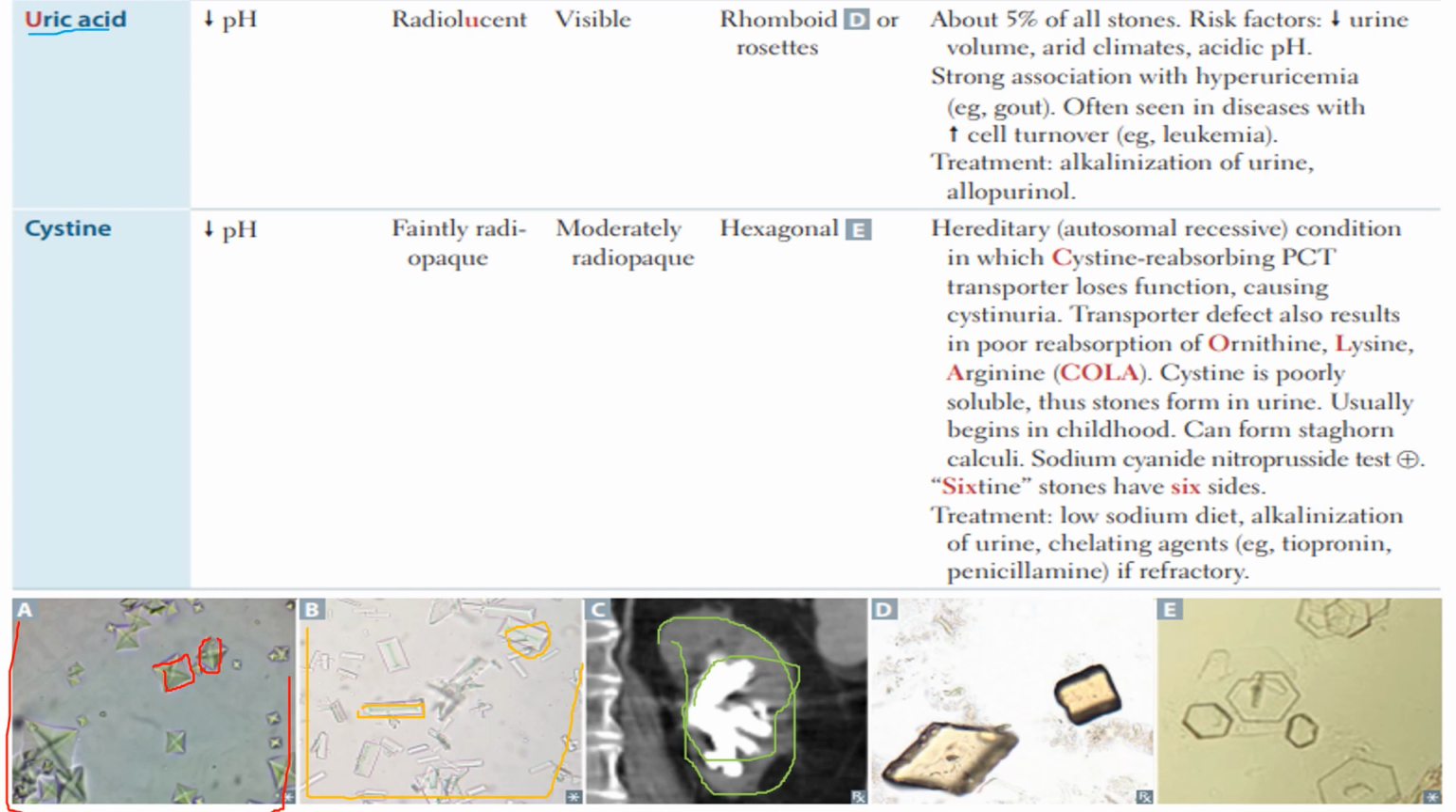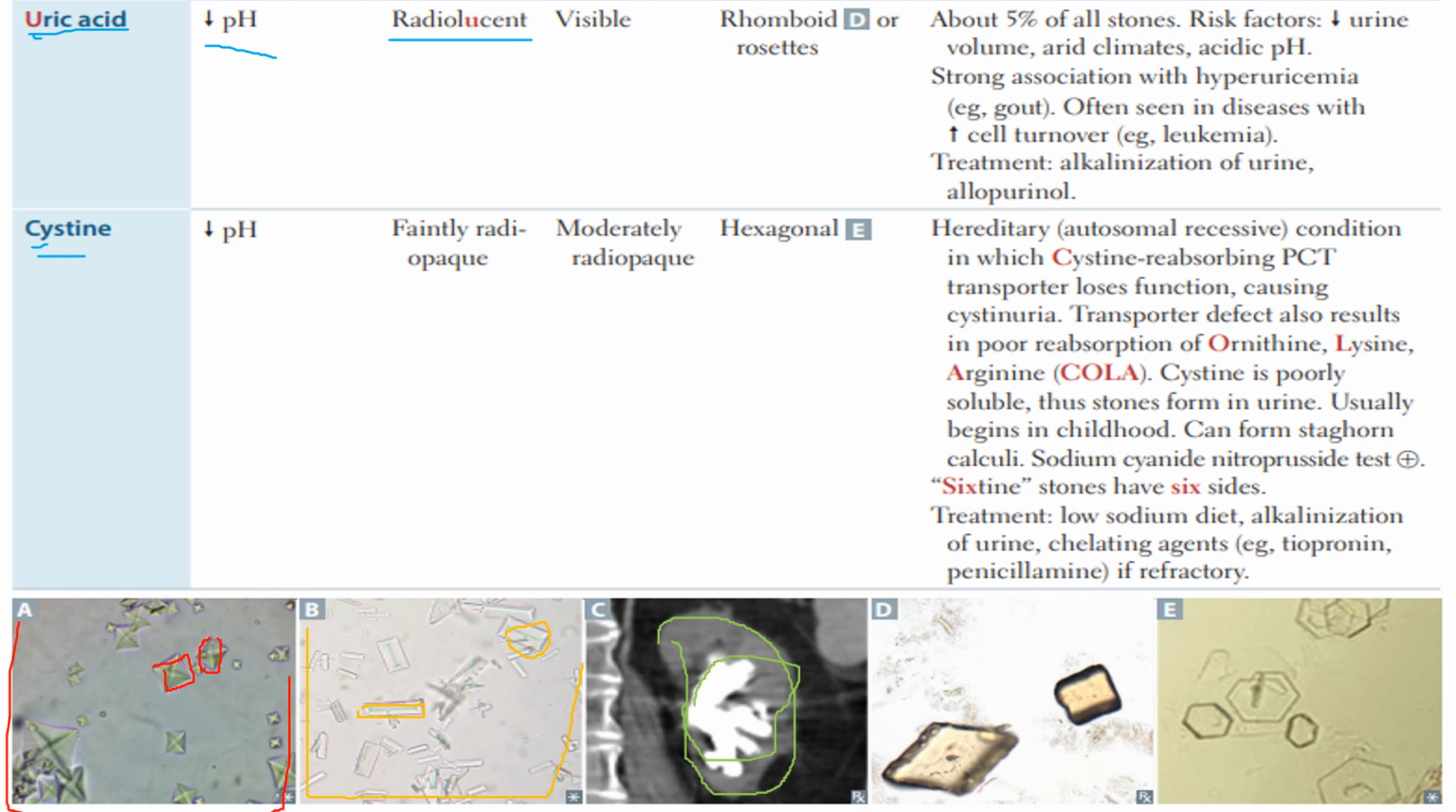Now we'll talk about uric acid and cysteine, which both form radiolucent stones. Also, we can remember this by a mnemonic: I can't see you, C for cysteine, and U for uric acid, which form radiolucent stones. Now we'll talk about uric acid. It precipitates with a decreased pH of the urine.